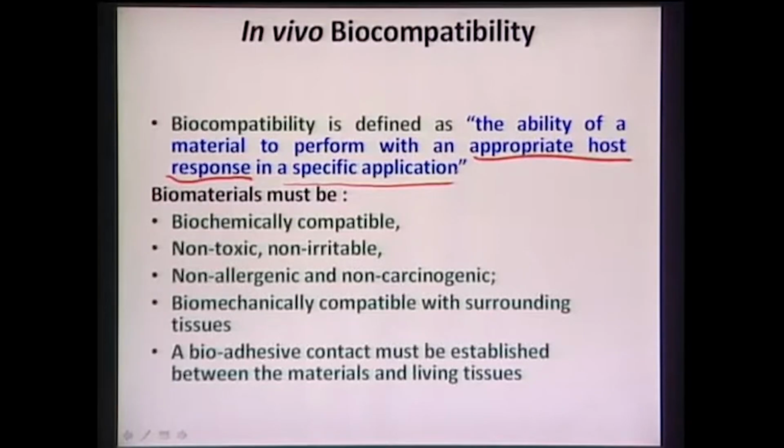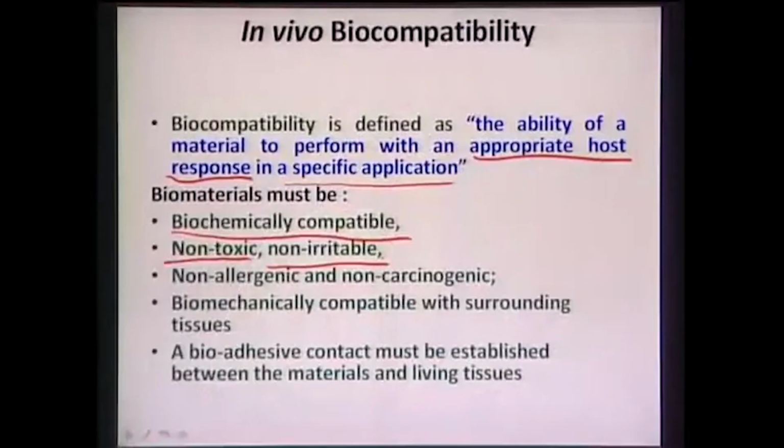Therefore biomaterials must be biochemically compatible, that is the first important point. It should be non-toxic and non-irritable. Non-toxic means there should not be any toxicity at cell level or gene level. Non-irritable means it should not cause irritation to any part of the body. Third, it should be non-allergenic and non-carcinogenic. It should not cause any cancerous effect, like activating cancerous cells, because if cancerous cells are activated, that means uncontrollable multiplication of cells will take place, which will cause the cancer to spread.